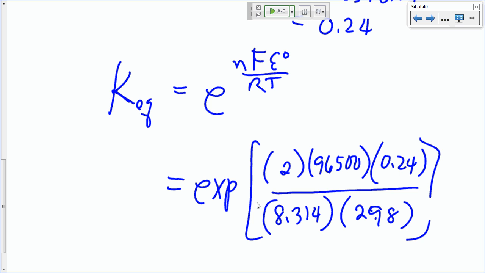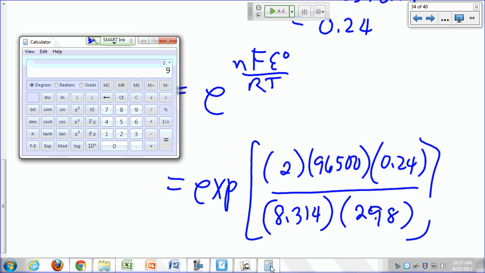So what would that be? 2 times 96,500 times 0.24 divided by 8.314 divided by 298. That gives me 18.70.